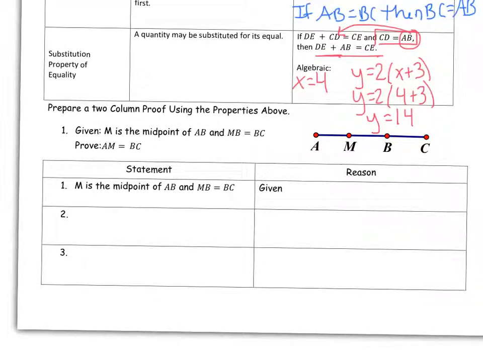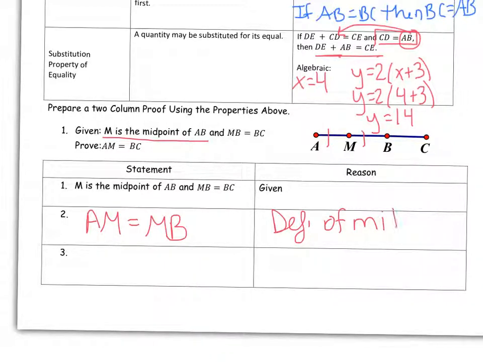So our given here is that M is the midpoint of AB and MB equals BC. So first, M is the midpoint of AB. That tells me that AM is equal to MB because we know M is in the middle. So your statement is going to be that AM equals MB. Our reason is definition of midpoint.